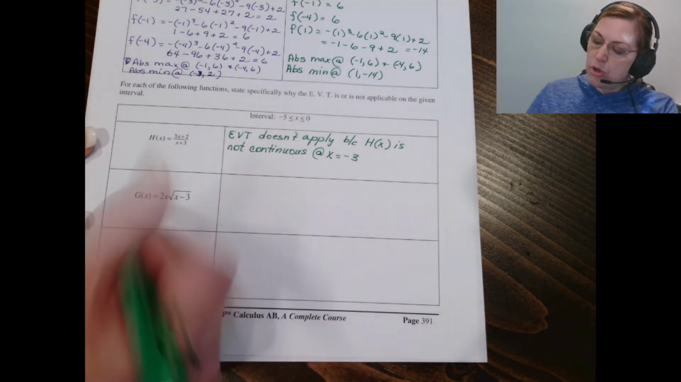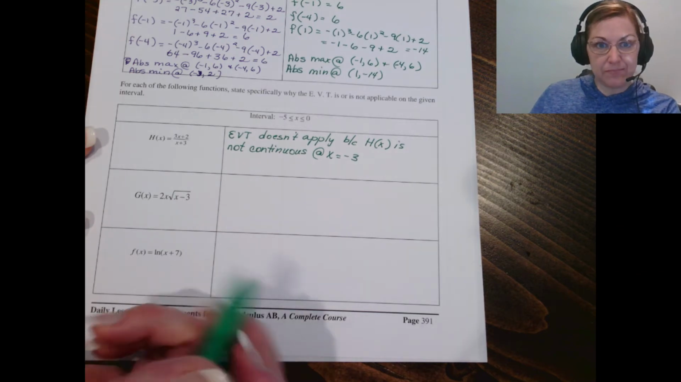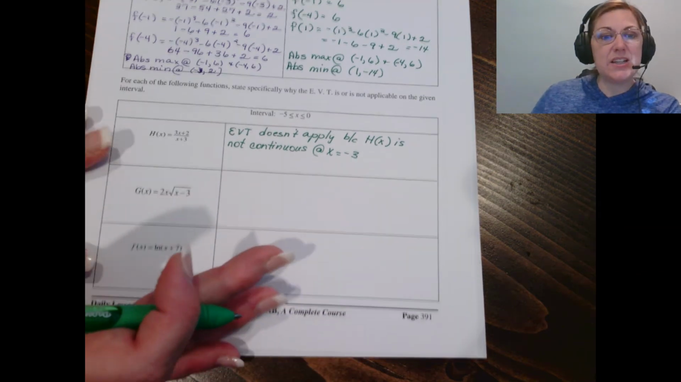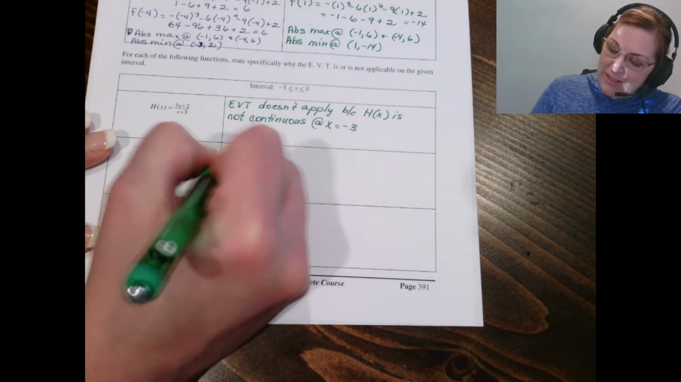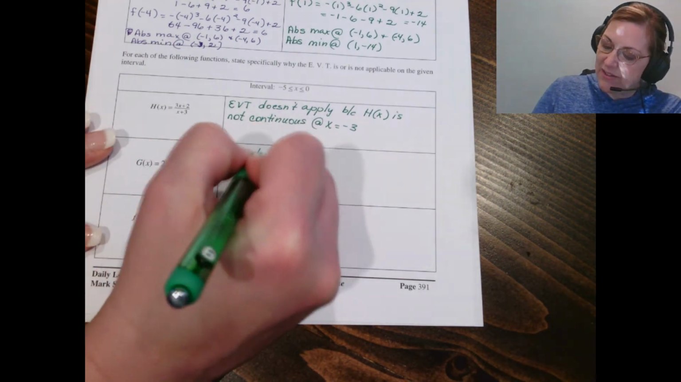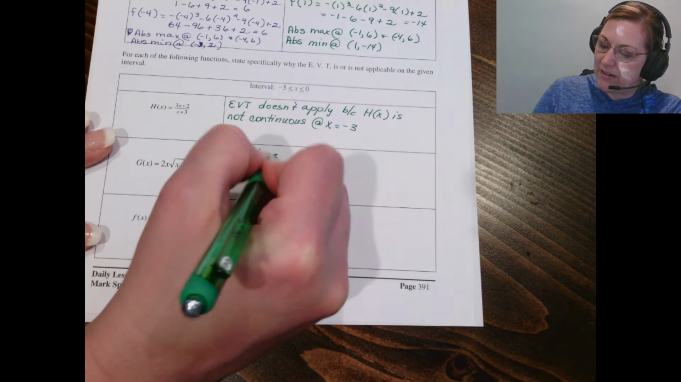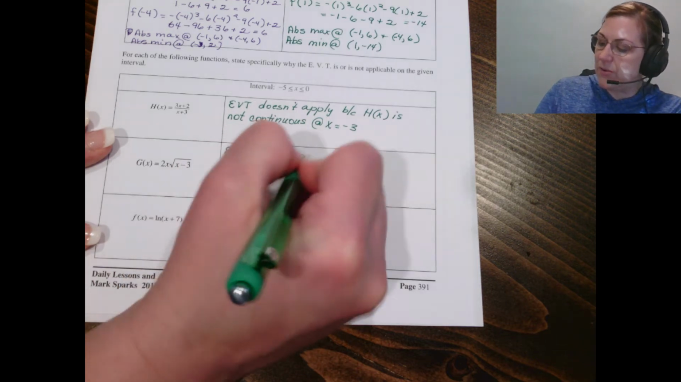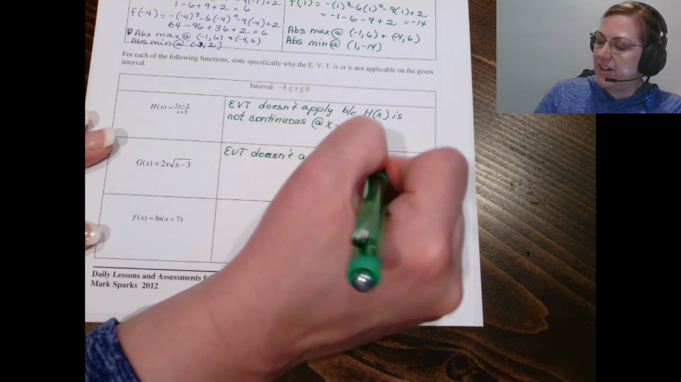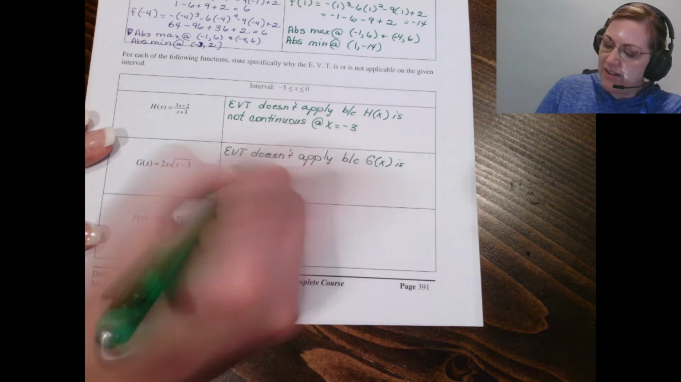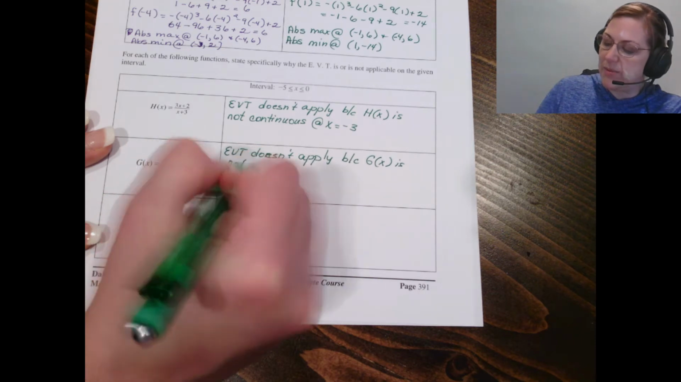Okay? Why does the extreme value theorem not work for g of x? Well, it's again because g of x is not continuous. So EVT doesn't apply because g of x is not continuous.